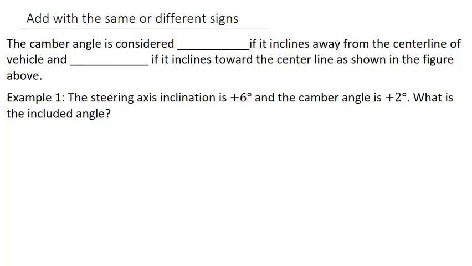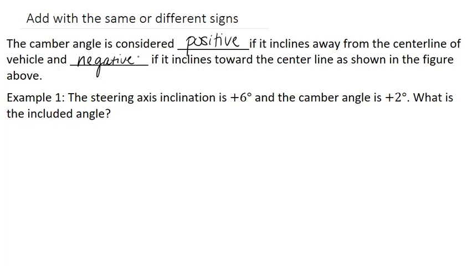Add with the same or different signs. The camber angle is considered positive if it inclines away from the center line of the vehicle, and negative if it inclines toward the center line as shown in the figure in your workbook.